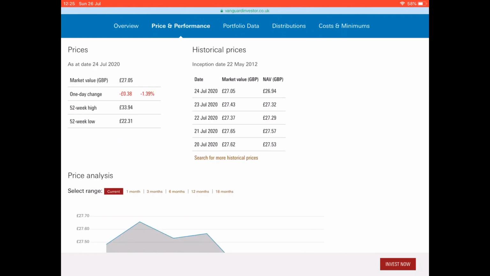If we take a look at the price and performance of Vanguard's FTSE 100 ETF, as I've already said, you'll be able to see that the market value of this fund is £27.05, with a 52-week high of £33.94 and a 52-week low of £22.31. This shows the volatility of this fund this year, and this is one of the reasons why I believe Vanguard have increased their risk rating from 5 to 6 for the fund.